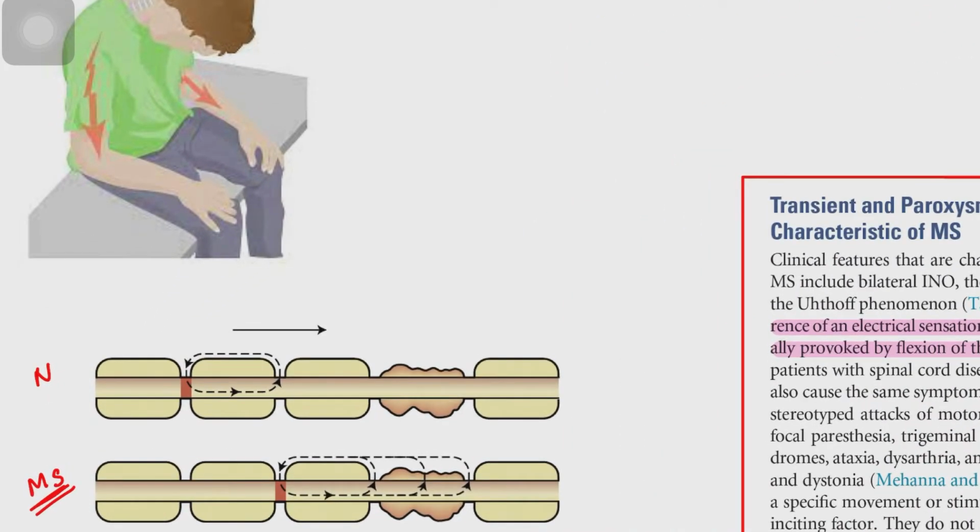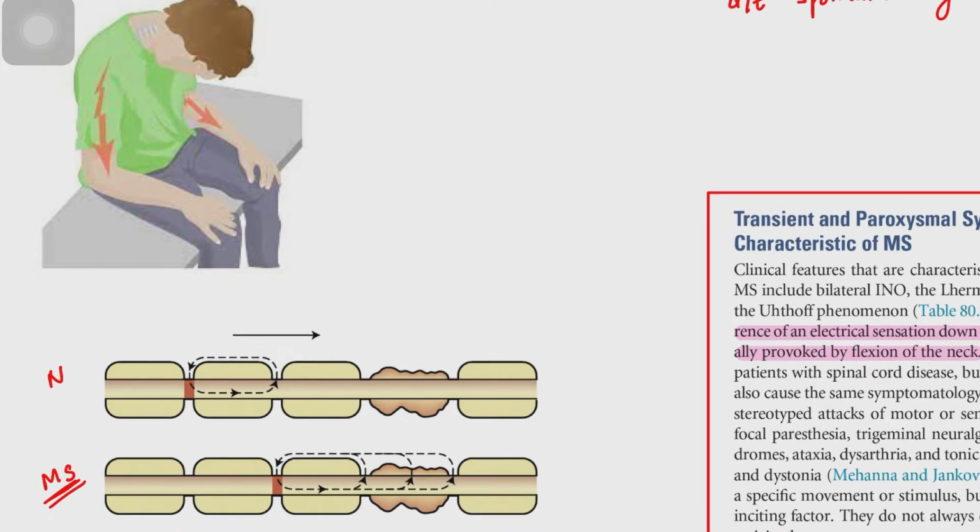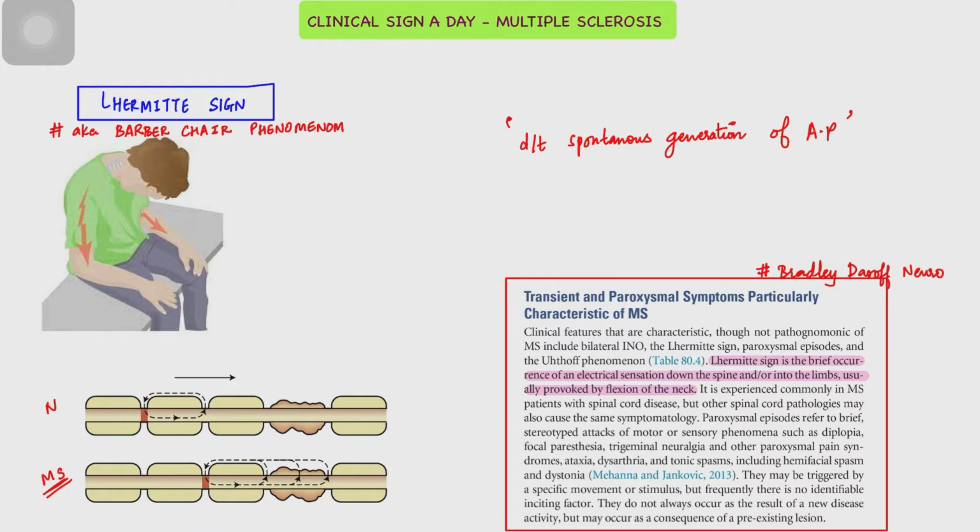As you can see, this is the normal saltatory conduction which takes place in a normal individual, but when there is demyelination, as here, and the conduction impulse travels through it, there is no saltatory conduction, partially. There is demyelination and remyelination which occurs during the course. During that there is exposure of the sodium channels and the potassium channels of the nerves, and due to that there is a sudden decrease in the threshold of the action potential. So Hermite sign is basically a result of spontaneous generation of action potential due to the reduced threshold of the action potential. Okay, so this is Hermite sign.